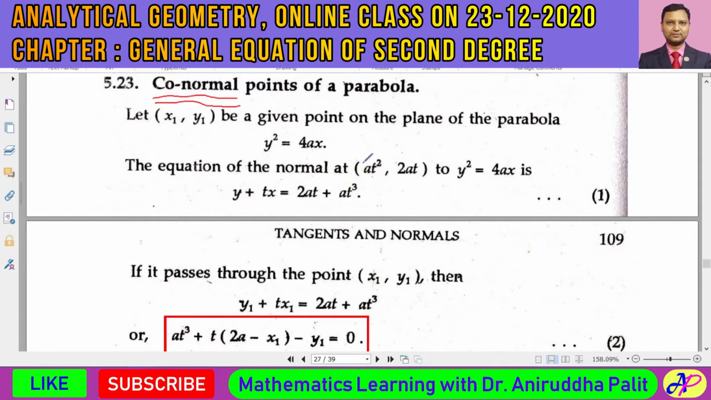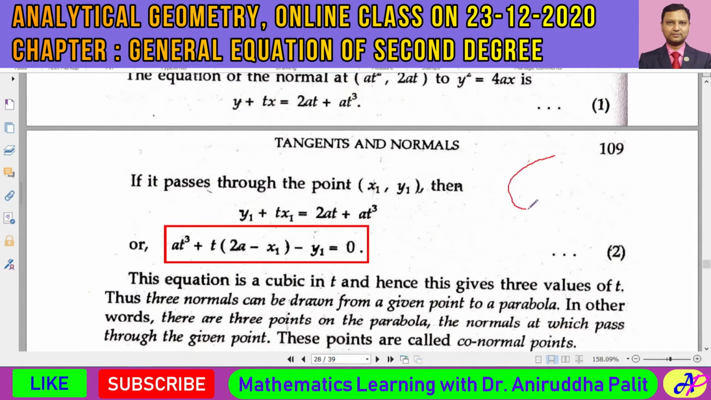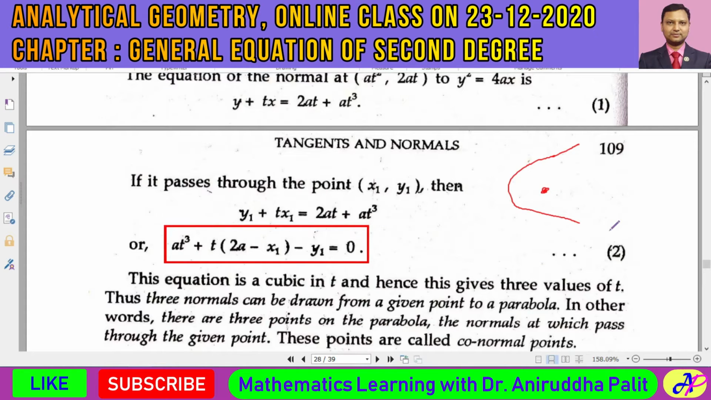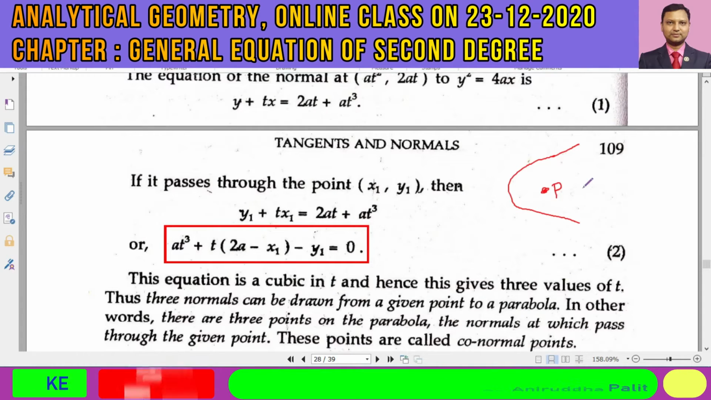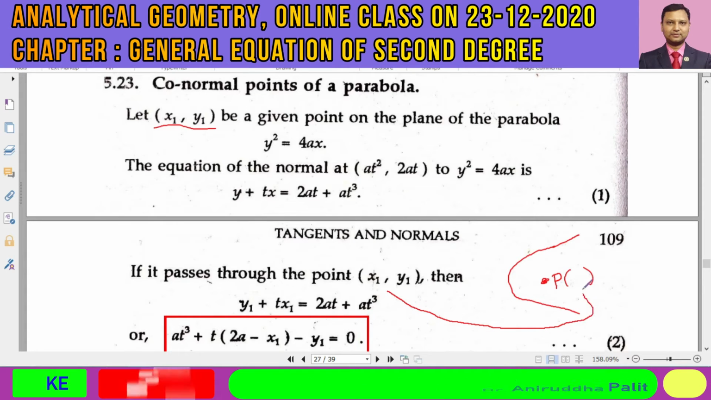What is the conormal points? Conormal points of a parabola, maybe hyperbola, maybe ellipse. You see, suppose you have a parabola like this, and from any point, we can mathematically prove this result. That would be a matter of two lines only. Now, suppose this is a point P, and let x1 and y1 be the coordinate of this point P.